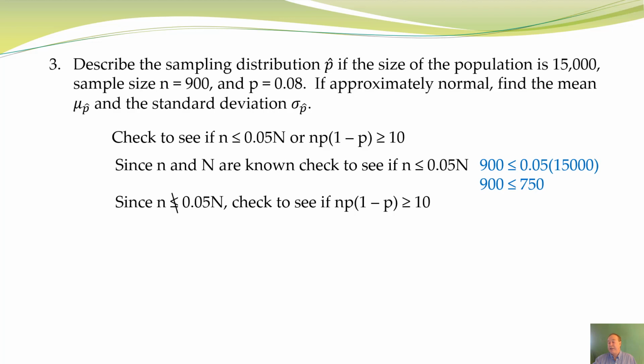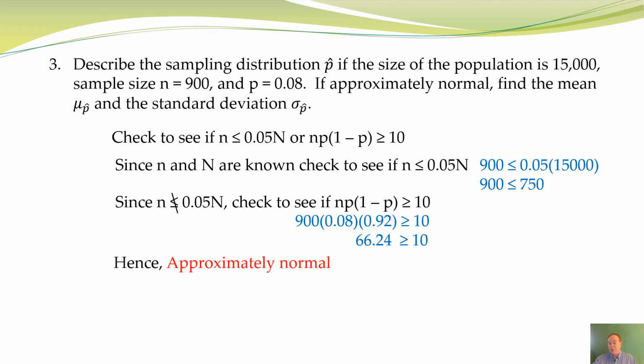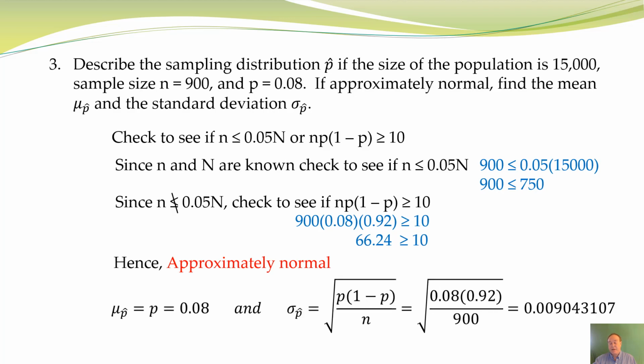Now we have to check n times p times 1 minus p. So we substitute numbers in, and we end up with 66.24. And that's definitely greater than or equal to 10. Therefore, approximately normal. So now, mu p hat is equal to p, which is 0.08.